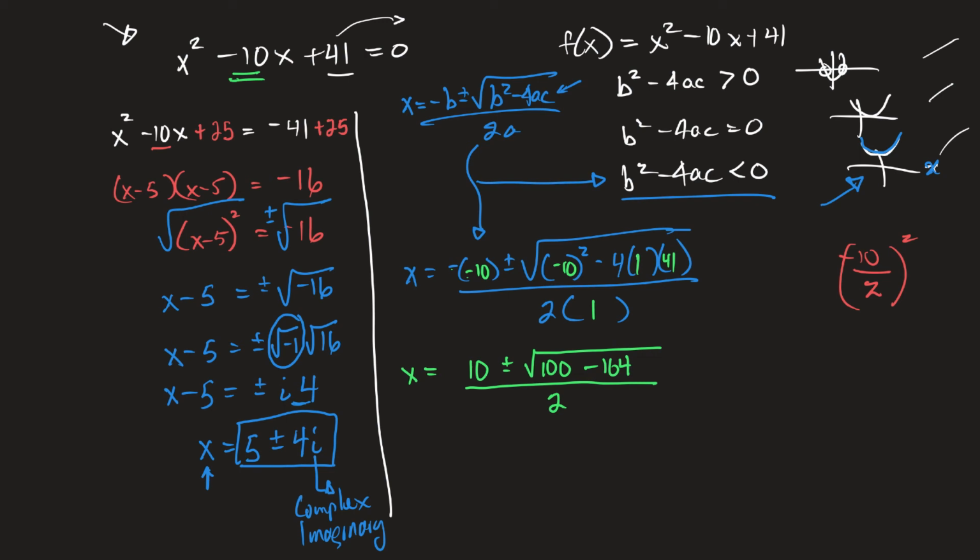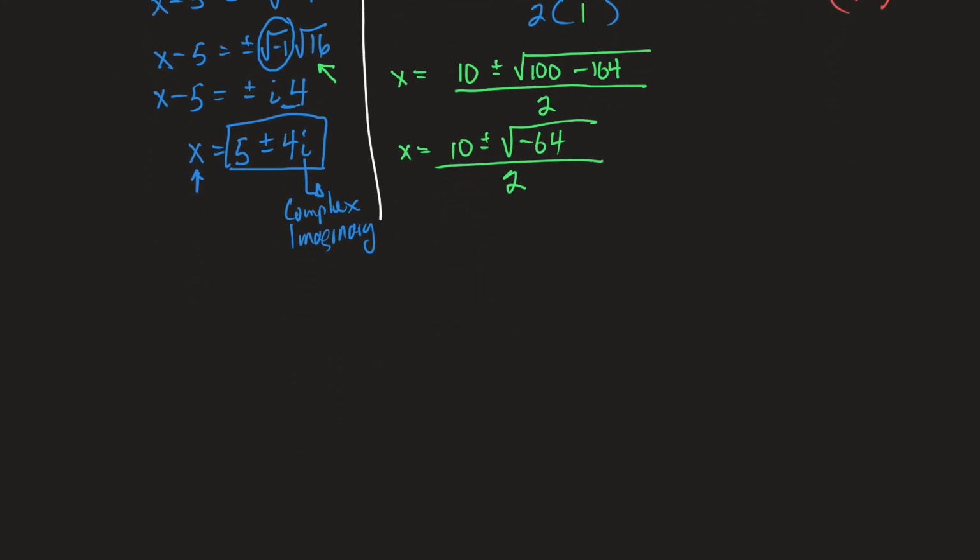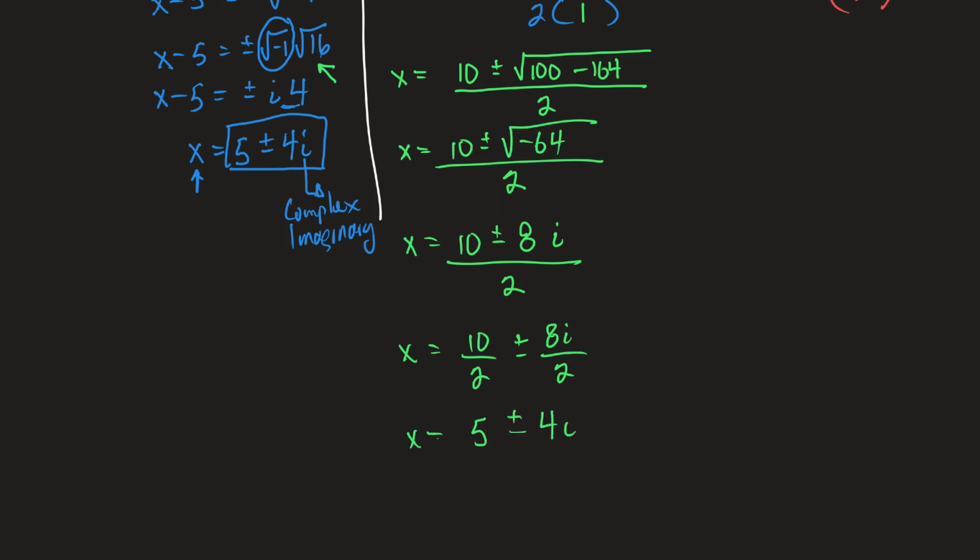Okay, I'm not there yet. So x is equal to 10 plus or minus the square root of negative 64, all over 2. Now that's the square root of negative 64. I can do the same thing as I did right there. So I get x is equal to 10 plus or minus, the square root of negative 1 will be an i, the square root of 64 will be 8, all over 2. And then I can divide, the 2 is a common denominator, so I can divide the 2 into both of those. 10 divided by 2 is 5, plus or minus 8 divided by 2, 4. Same answer.